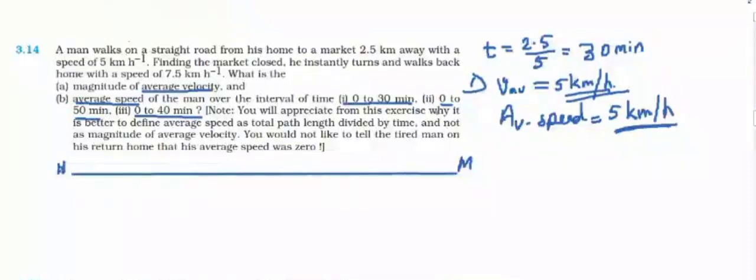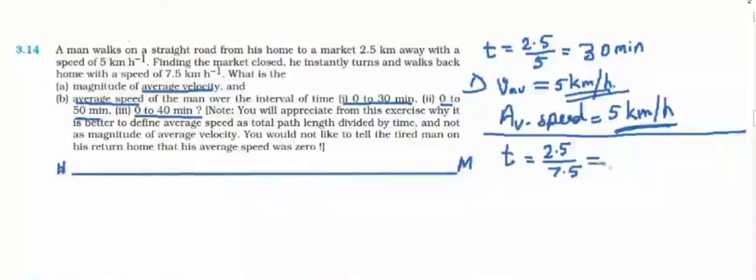Next, what's the time taken by him to return back? That also we need to calculate. His speed is 7.5 kilometers per hour, and the distance is the same. So the time taken to return back, t, is equal to 2.5 divided by 7.5. You can simplify that and you will get it around 20 minutes.